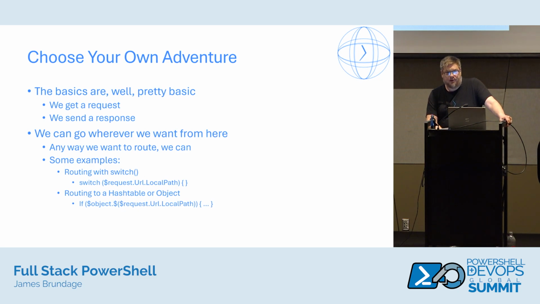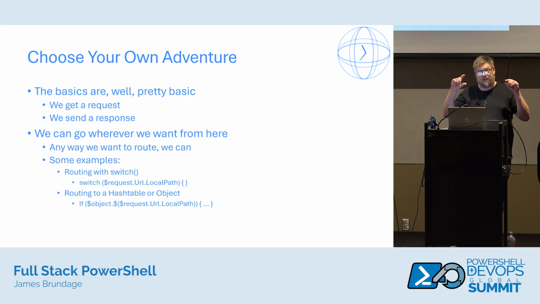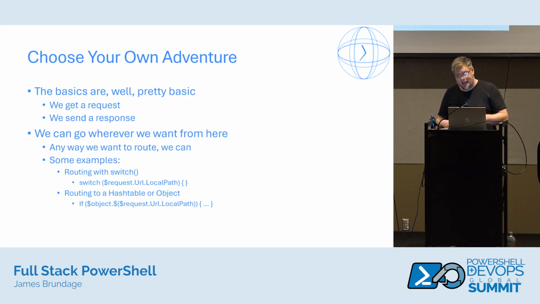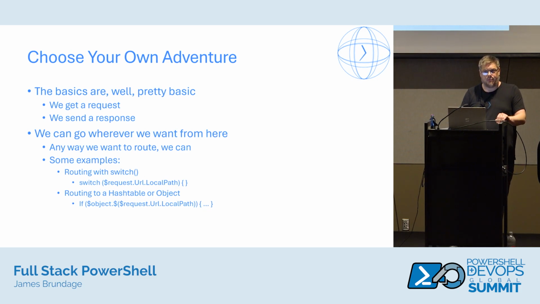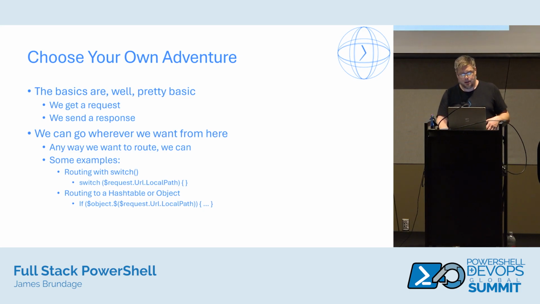If I wanted to do just an object route, though, it's basically if $object, you can actually use a sub-expression to see if a property exists. So I'm just saying if $object contains a property named the request URL local path, then I'll route it that way. I could keep a static object in there and just return it. I could have a PowerShell script block that it runs and return that.